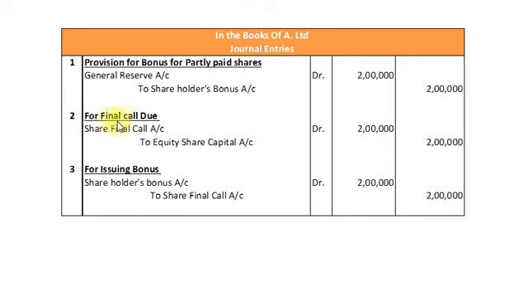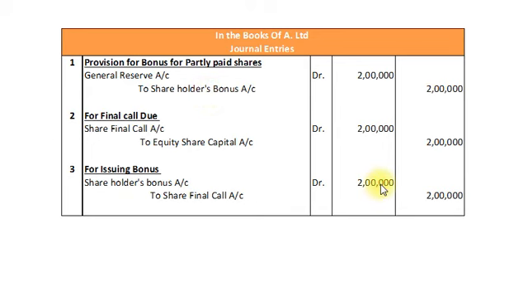Second entry, for final calls due on equity shares. Our entry: share final call account debit rupees 2 lakh to equity share capital account rupees 2 lakh. And the third entry, for issuing bonus amount: shareholders bonus account debit to share final call account rupees 2 lakh. Dear students, here you understand, in our first accounting entry, shareholders bonus account is credited with rupees 2 lakh, and the same account is debited with rupees 2 lakh in the third entry.